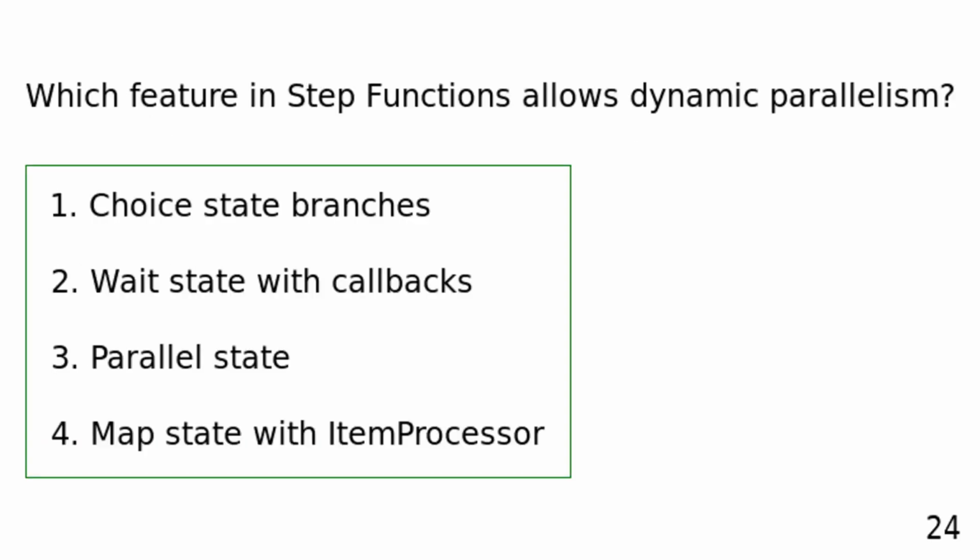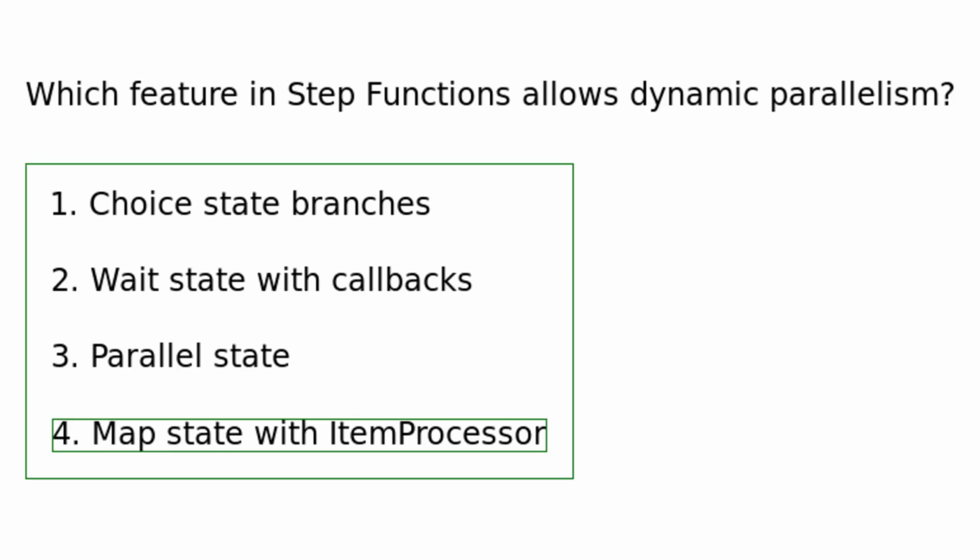Which feature in Step Functions allows dynamic parallelism? Choice state branches, wait state with callbacks, parallel state, map state with item processor. The map state with the item processor feature in AWS Step Functions allows for dynamic parallelism, adjusting the number of parallel executions based on the input array's size.